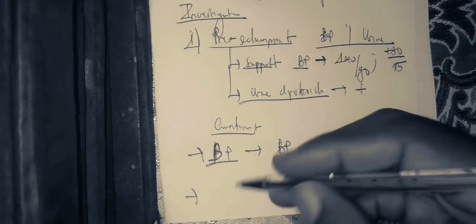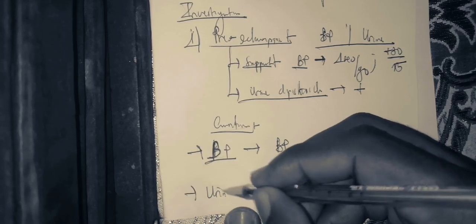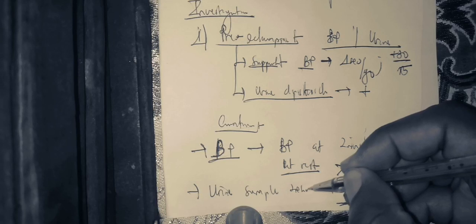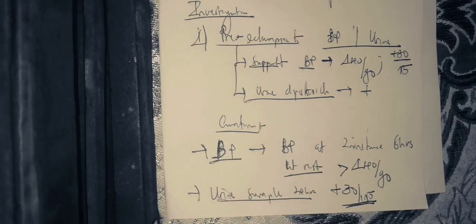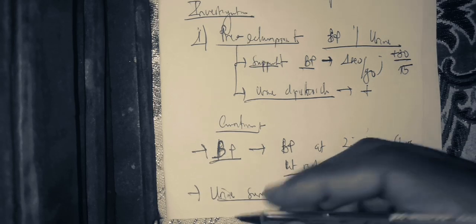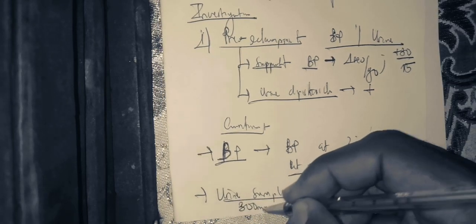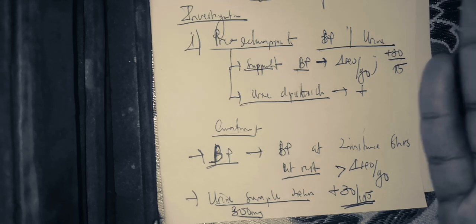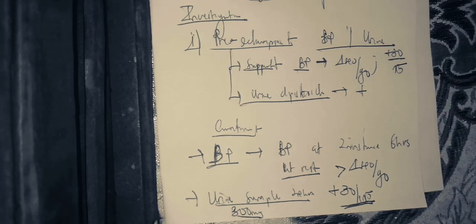Now, the second element is to confirm that there is actually proteinuria. To confirm proteinuria, we collect the urine sample over 24 hours, and you measure the protein level in the urine sample over all the 24 hours. It has to be at least 300 milligrams. That is how you confirm that the patient is proteinuric. So those are how you do the supporting and confirmation of pre-eclampsia.